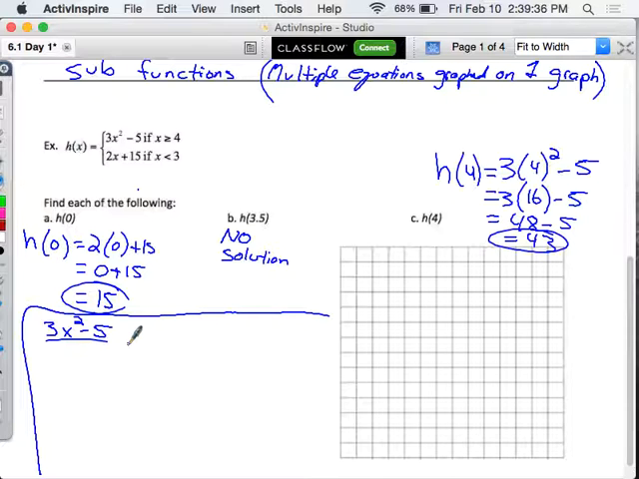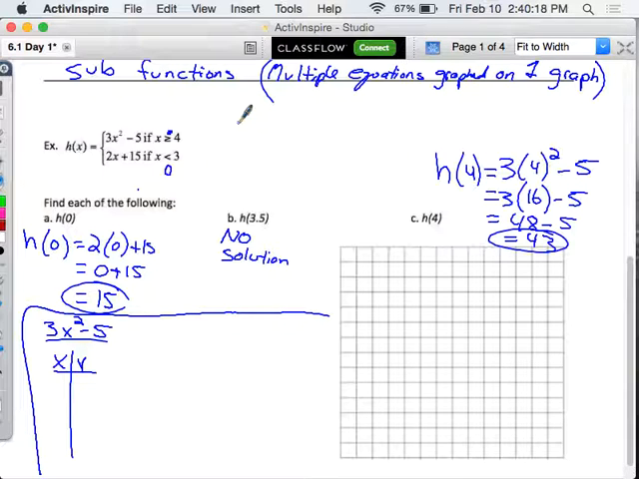Let's make an XY table. However, this equation says only use this if your x values are greater than or equal to 4. So here I have to plug in values 4, 5, 6, things that are greater than or equal to 4. Also, since this is an or equals to, this will be a solid dot when we put it on the graph. Since this is just a less than, not an or equals to, this will be an open dot when we put it on the graph. I'll show you what I mean in a second.